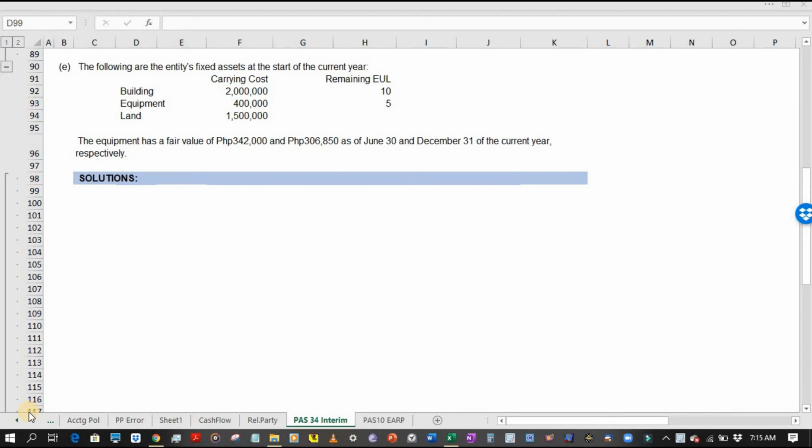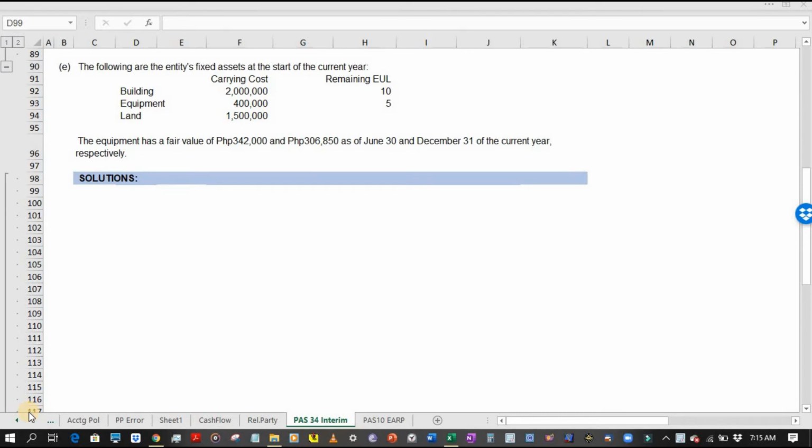So let us now proceed to letter E. The following are the entity's fixed assets at the start of the current year. We have building, equipment, and land, and the amounts given are carrying costs. Again, these are not the acquisition costs. These are the carrying values, which are already net of the accumulated depreciation. Then the remaining estimated useful life at the start of the current year.